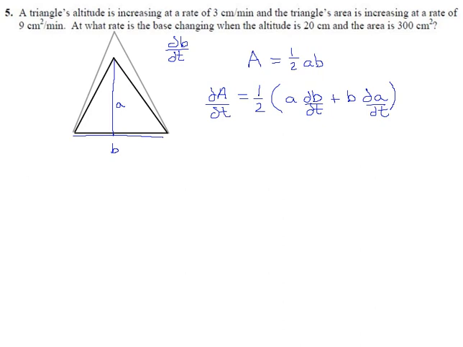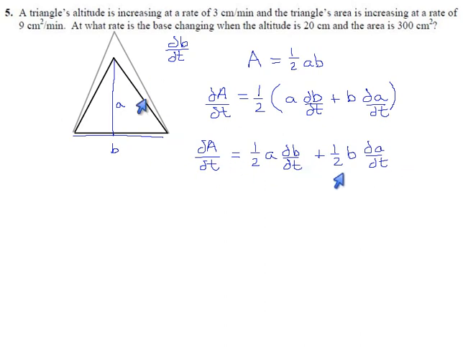I'm debating, I think I'll distribute that 1/2 through just because the brackets displease me a little bit. So we get dA/dt equals 1/2 a dB/dt plus 1/2 b da/dt. Okay, so that's all the stuff we need to know.